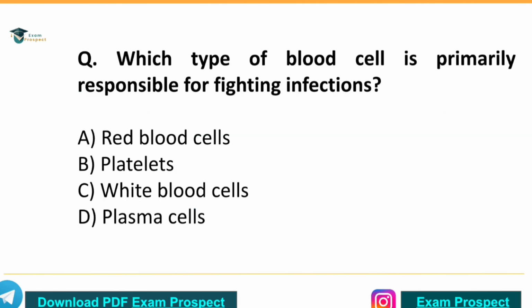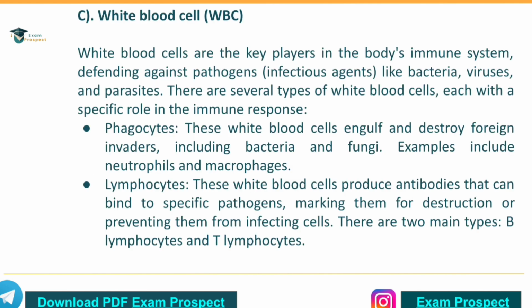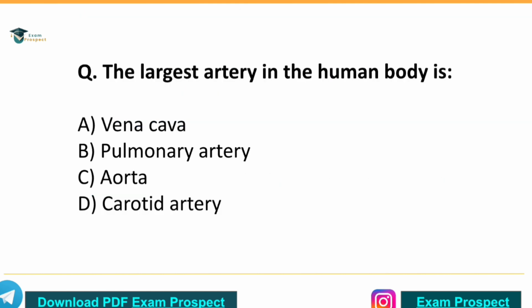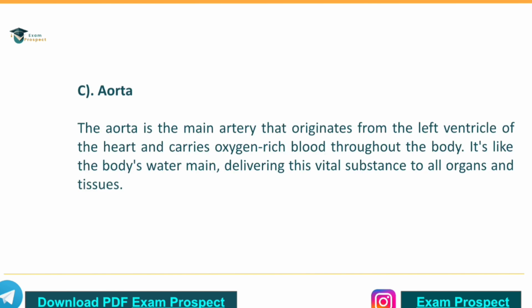Next question, which type of blood cell is primarily responsible for fighting infections? Correct answer is option C, white blood cells. Next question, the largest artery in the human body is? Correct answer is option C, aorta.